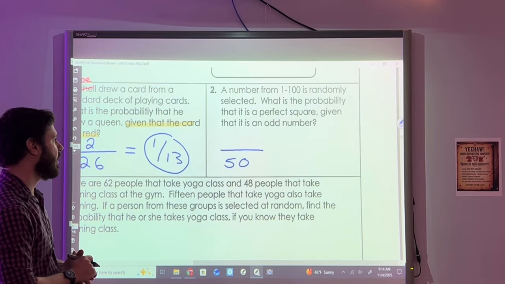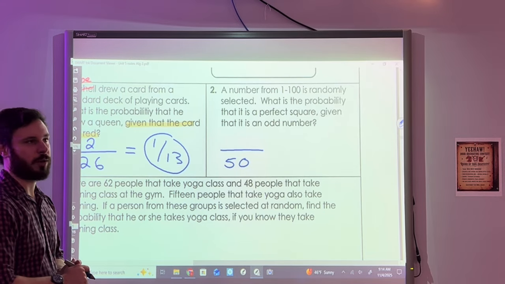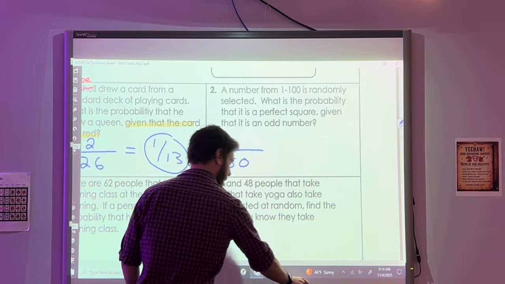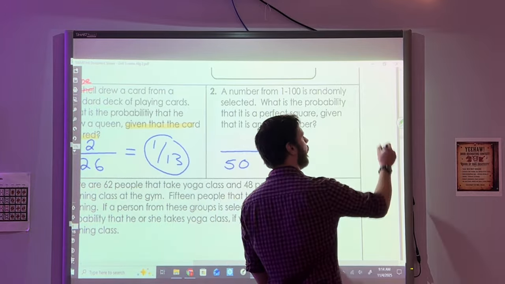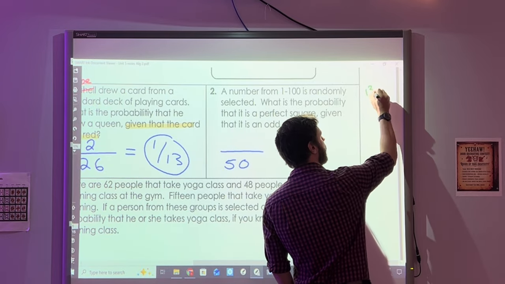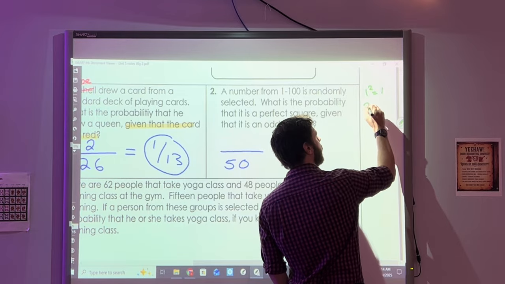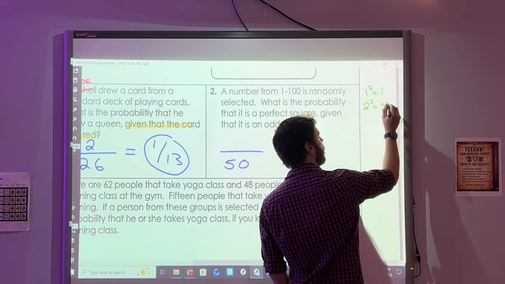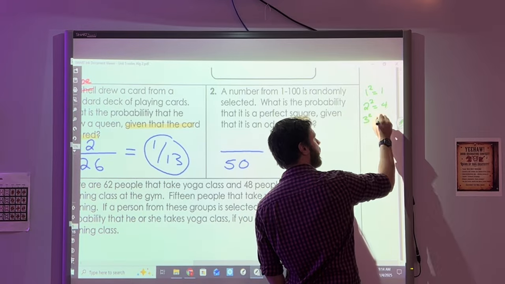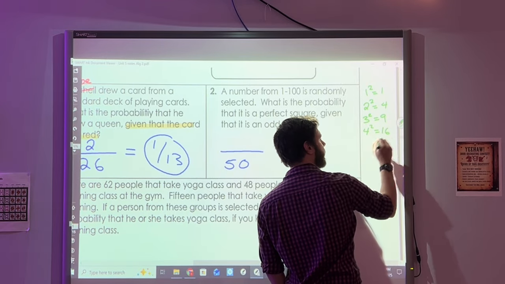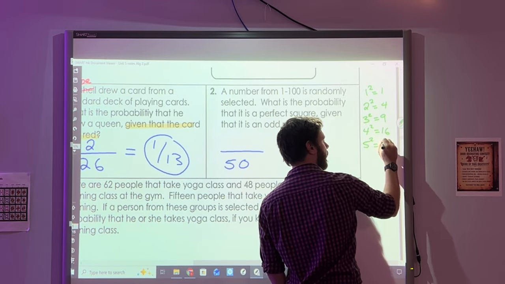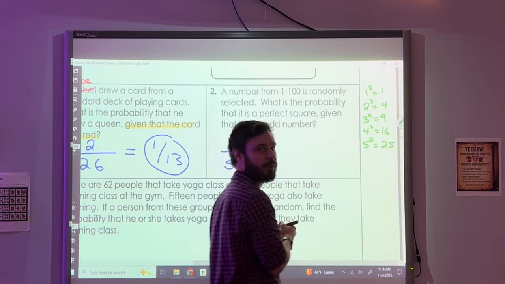And then how many of those odd numbers are perfect squares? Oh my goodness, okay. We need to figure that out. Perfect squares: 1 times 1, 1. 2 times 2, 4. 3 times 3, 9. 4 times 4, 16. 5 times 5, 25. Okay, you can see how we're building these.